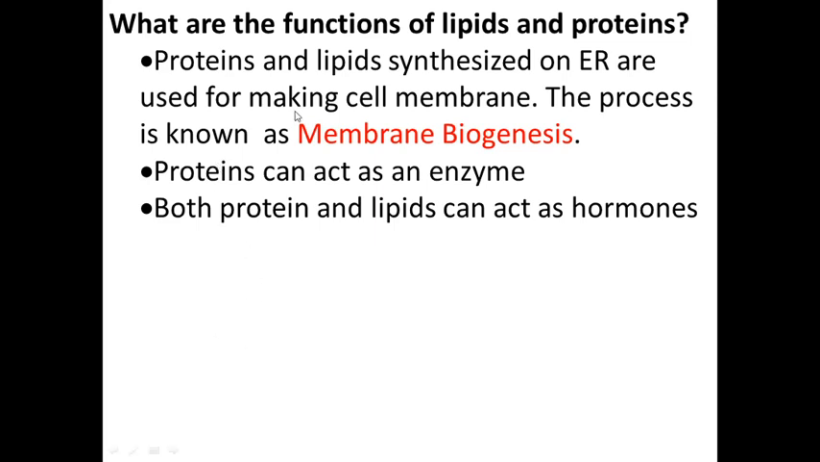So what are the functions of the lipids and proteins produced by the SER or RER? The proteins and lipids synthesized on the endoplasmic reticulum are used for making the cell membrane, and this process is called membrane biogenesis. We have learned that your plasma membrane is made up of proteins and lipids. And who is synthesizing those proteins and lipids? The endoplasmic reticulum, and that process is called membrane biogenesis.